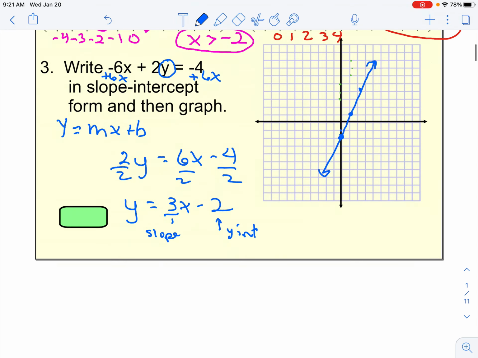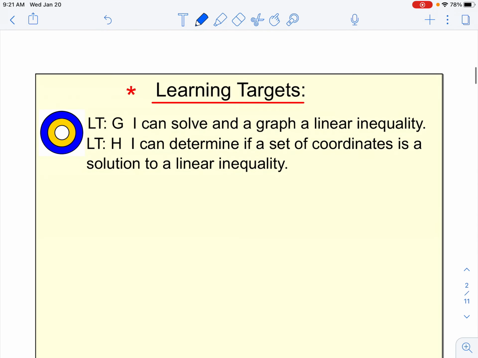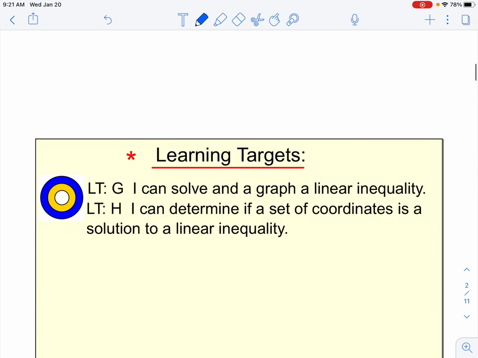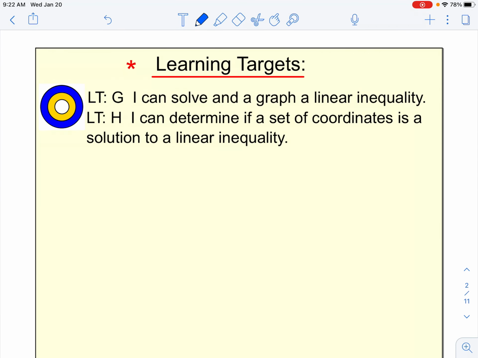All right, so we are going to be using those skills today to solve and graph linear inequalities. So instead of graphing y equals 3x minus 2, we'll have a greater than or less than in that, with the equals or just by itself. And then we're going to determine if a set of coordinates is a solution to the linear inequality.